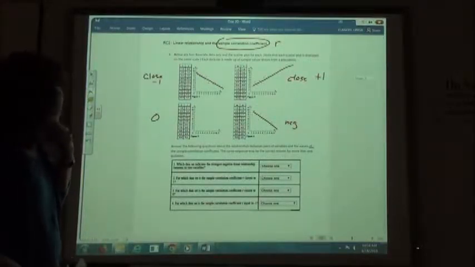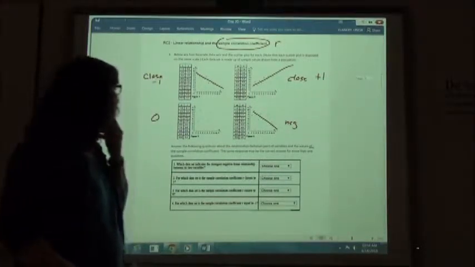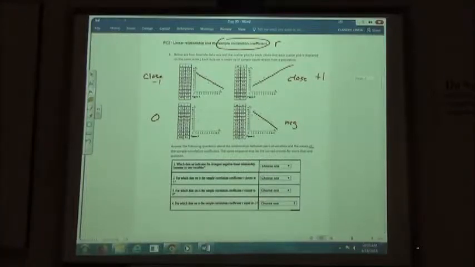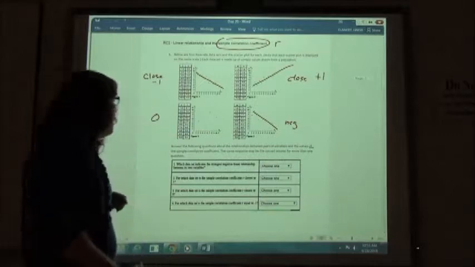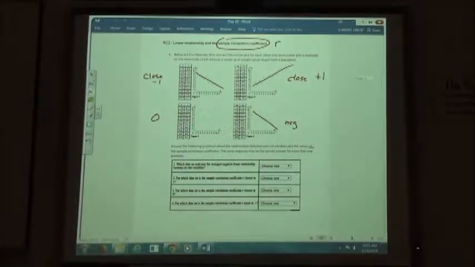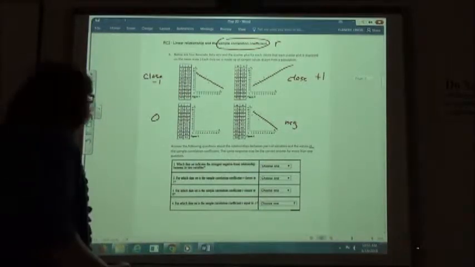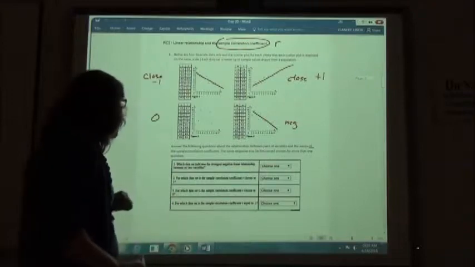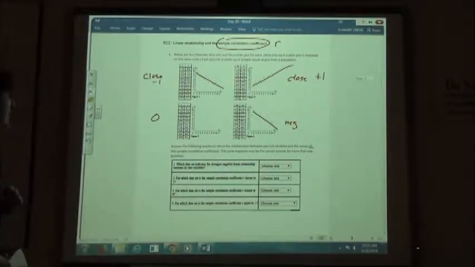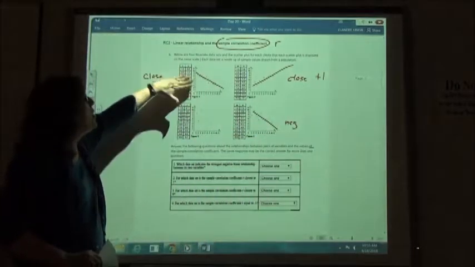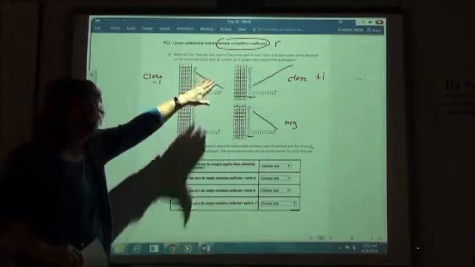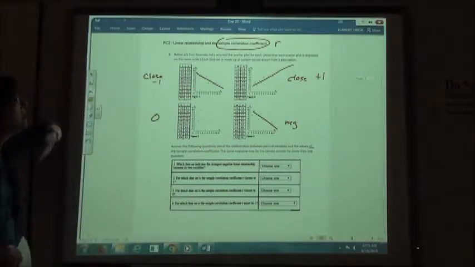So answer the following question about the relationship between the pairs of variables and the values of the sample correlation coefficient, otherwise known as the R value. The same response may be correct for more than one question. Which data set indicates the strongest negative linear relationship between the two variables? Well, we had 2 negative relationships. This one up here is the stronger relationship because it's closer to the line.